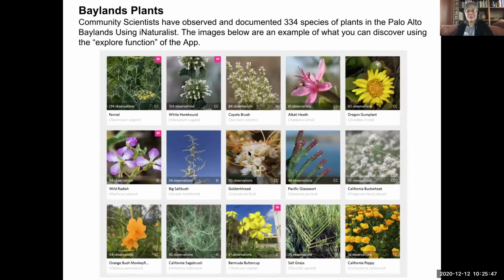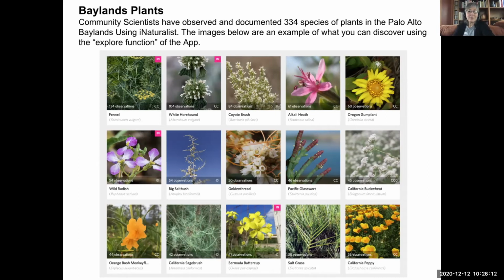So this is just one of the citizen science projects that you could help with to watch the change in organisms over time. It's called iNaturalist, and probably a number of you have used it. This is an image that I snapped off of iNaturalist when I asked, what lives down in the Palo Alto Baylands? And it showed me 334 different plant varieties.